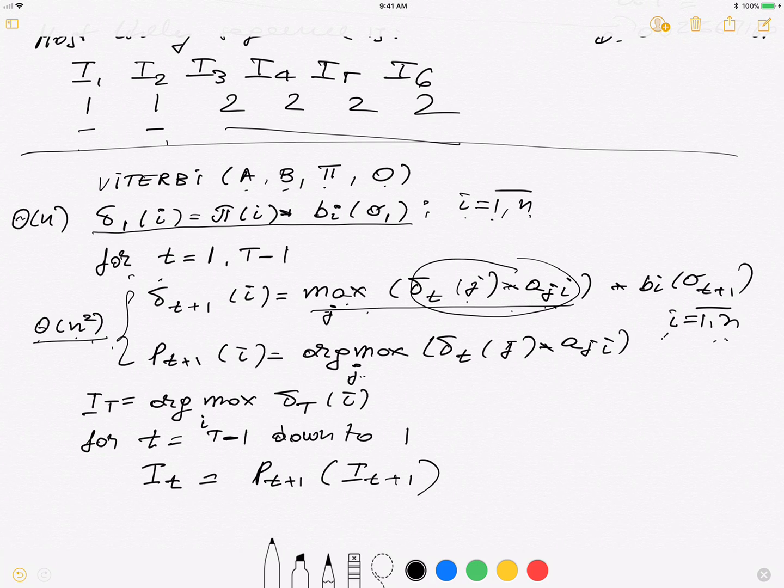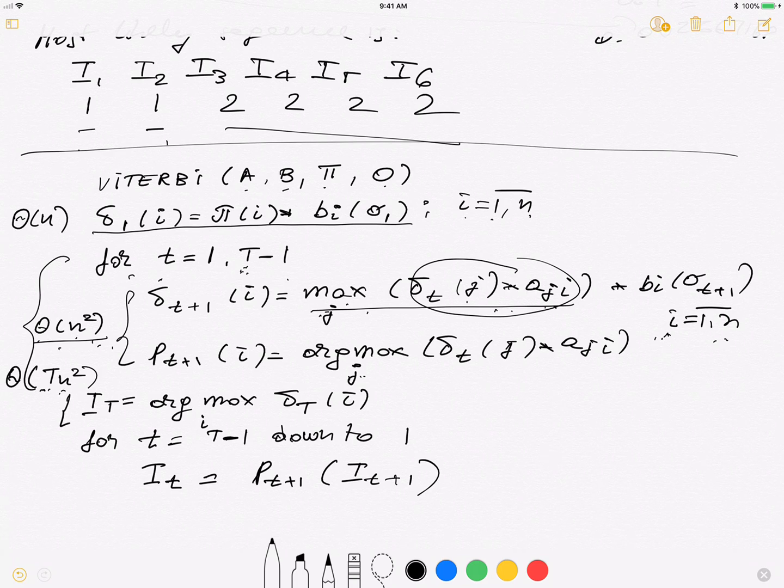So in each loop I have theta of n squared, and for all the loops, how many times do I repeat that? I repeat that t minus 1 times. So totally this is theta of t n squared. T standing for t minus 1, but that's the same. T loops, and n squared standing for calculating maxima for each i.